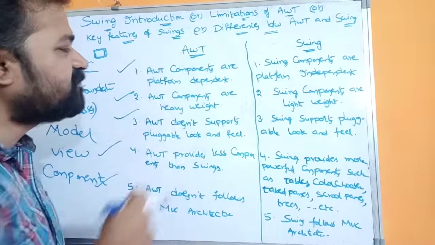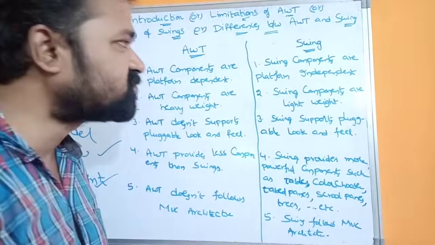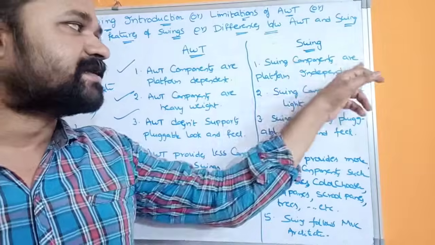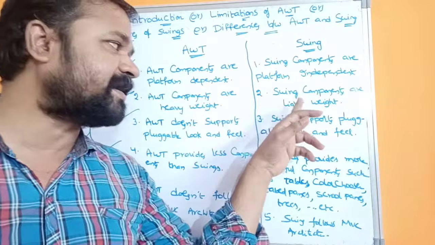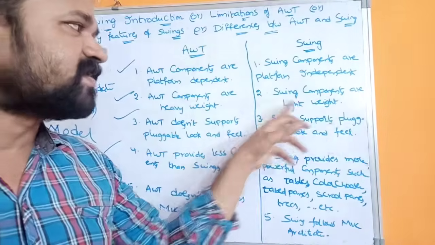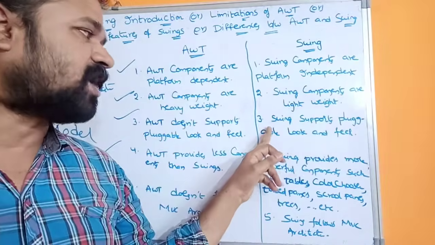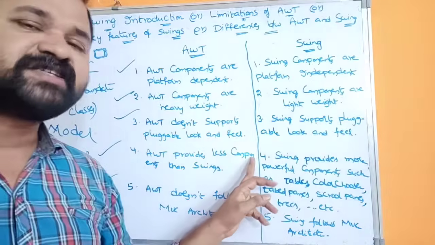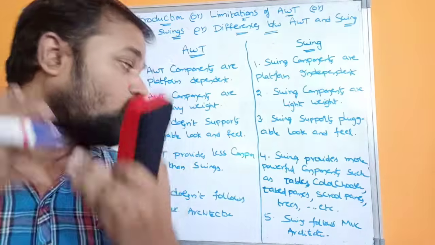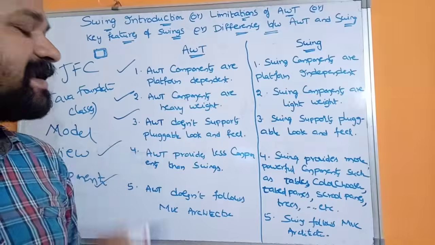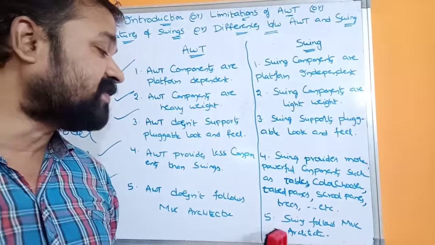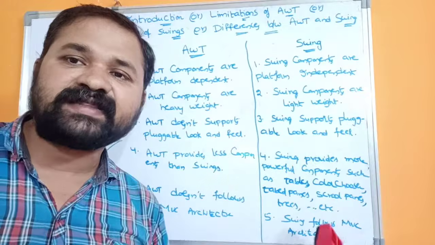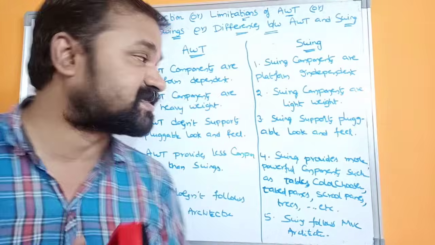Now let's see the key features of Swing. The key features of Swing are nothing but these 5 points. What is the first feature of Swing? Swing components are platform independent. Second, Swing components are lightweight. Third, Swing supports pluggable look and feel. Fourth, Swing provides more powerful components than AWT. And the last key feature, Swing follows MVC architecture. So these 5 are the key features of Swing.